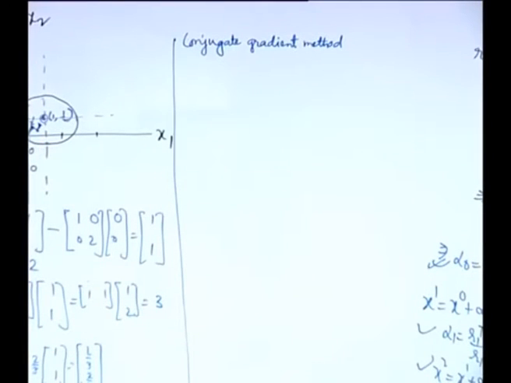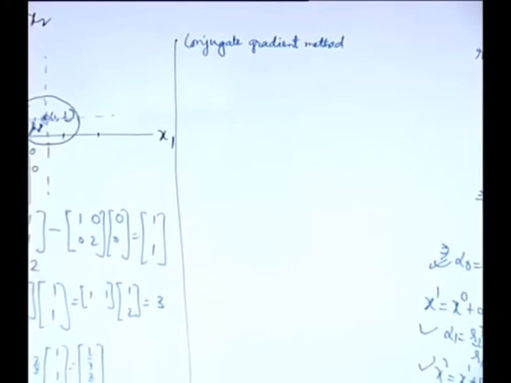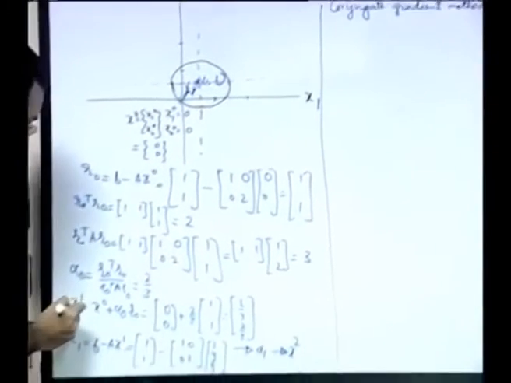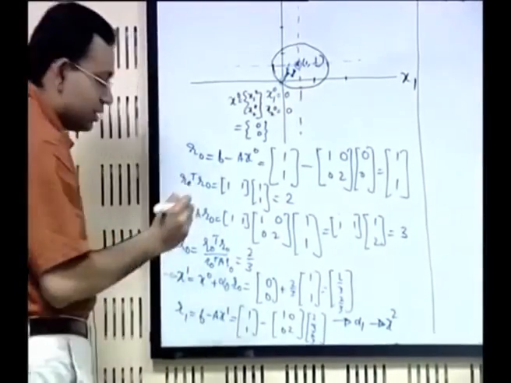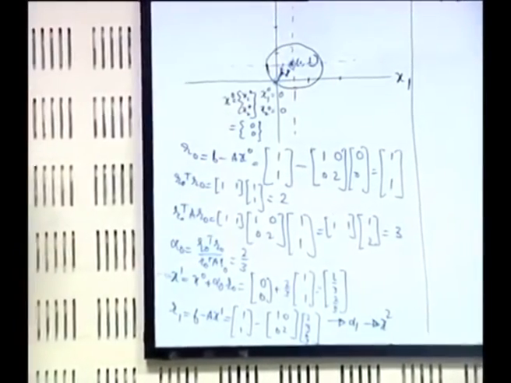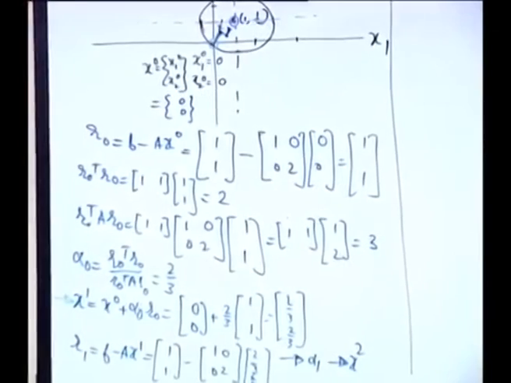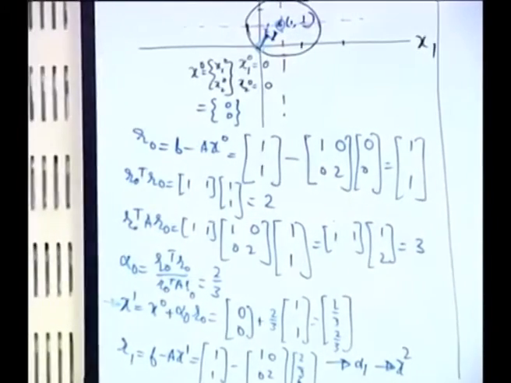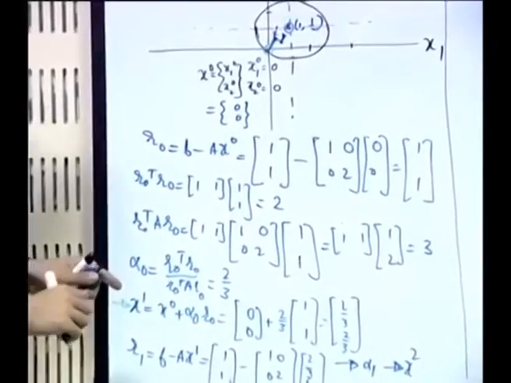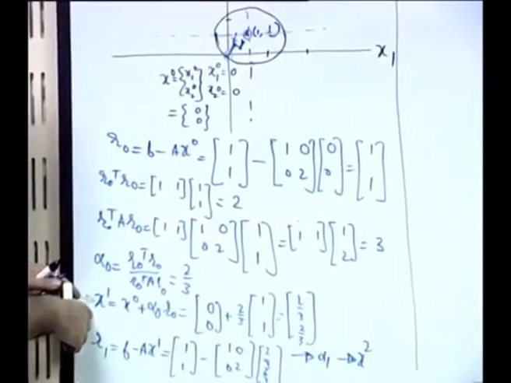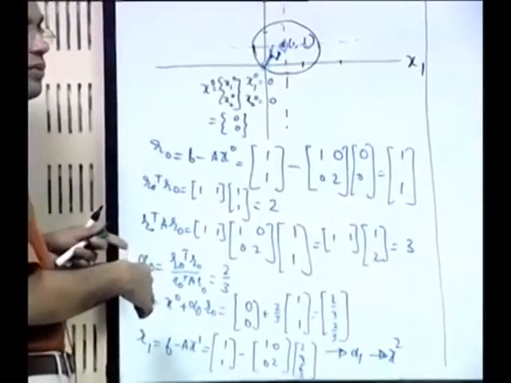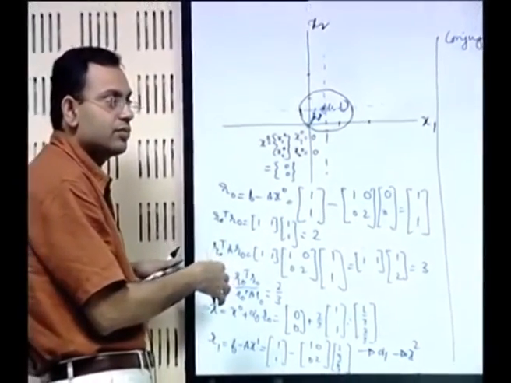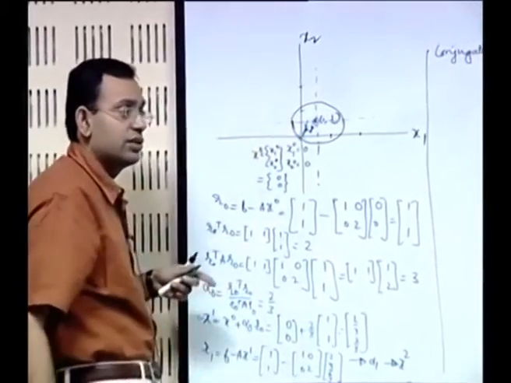So in this method, what is done? First you calculate up to x1, that is fine. Then you try to make a modification. What modification? See, what we do, we first calculate x1 and then we see that it requires a lengthy number of steps to reach the final solution.